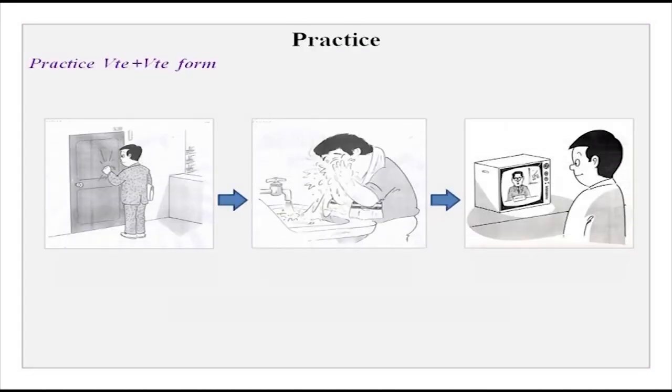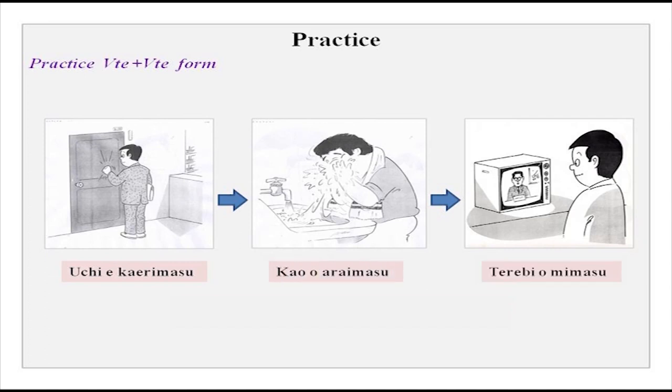So let us practice. Again, we have the same picture over here. Practice te form. Uchi e kaerimasu. Kao o araimasu. Terebi o mimasu. So, what are you going to do? Uchi e kaette kao o aratte terebi o mimasu.